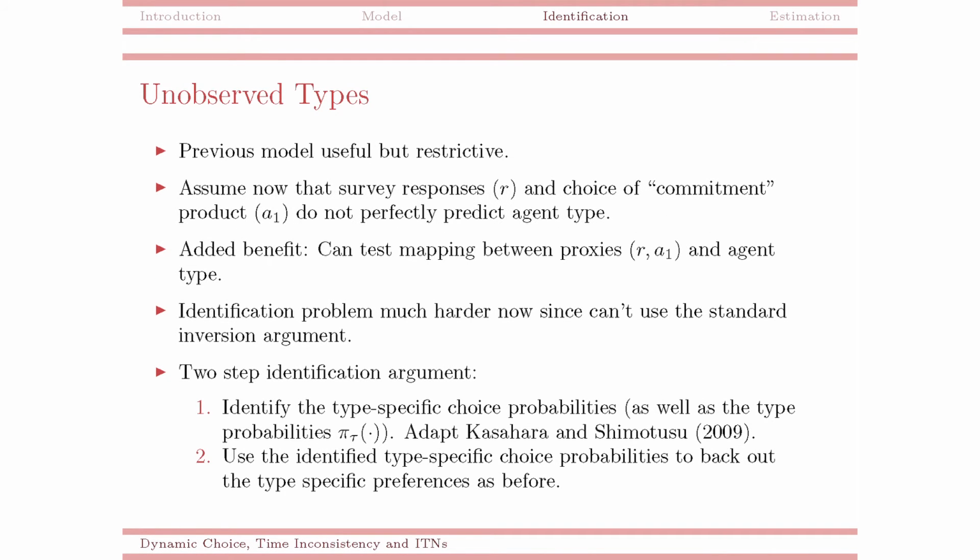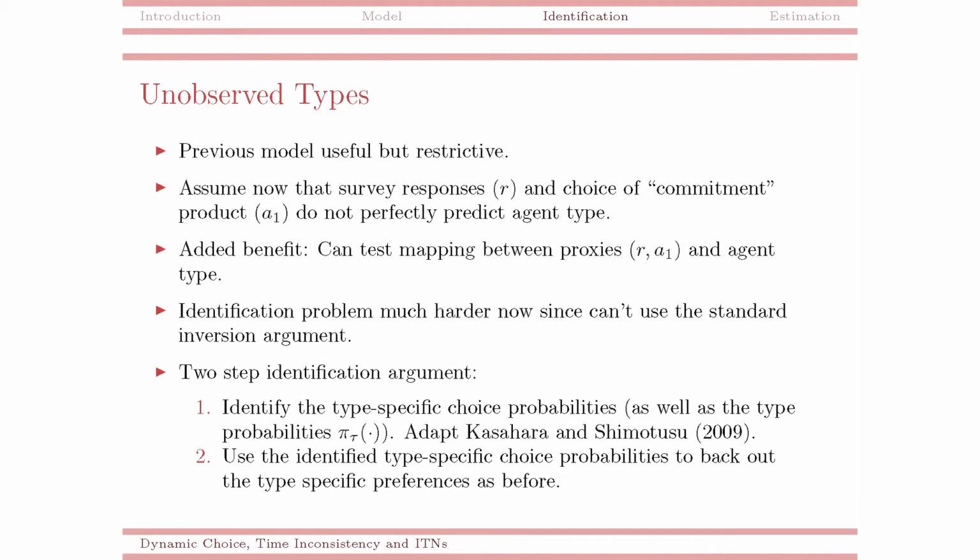After having shown identification for this case where we directly observe types, we recognize that part of the motivation for this paper was that time preference questions and the choice of commitment products weren't necessarily good predictors of agent type, because they could be a function of all sorts of other things going on in agents' lives. So we'd like a model that's weaker than the directly observed types case. An added benefit is that we can then test whether these standard mappings between observables and agent types make sense, if we impose weaker conditions than we imposed previously.